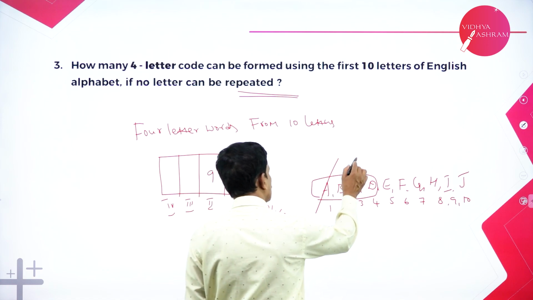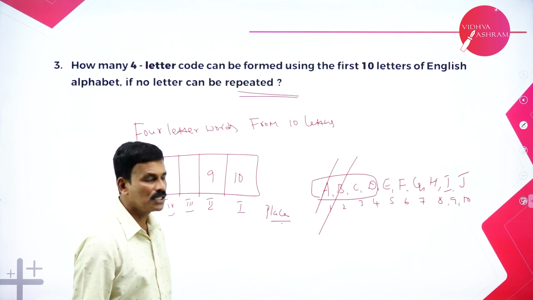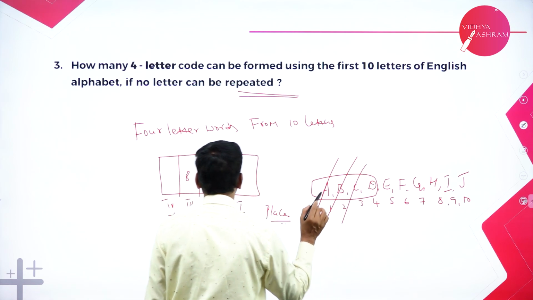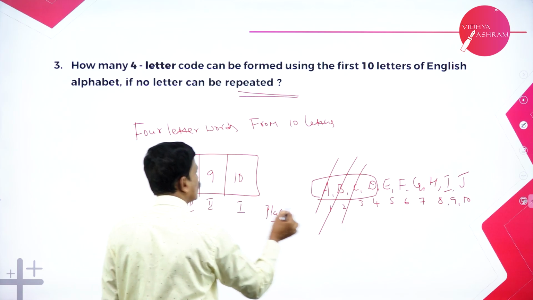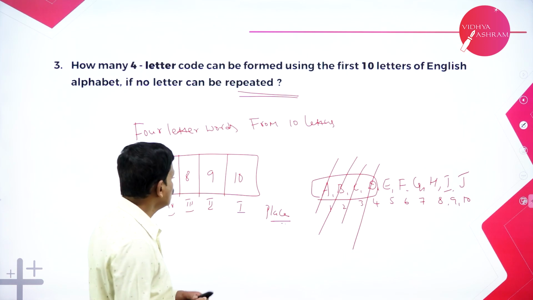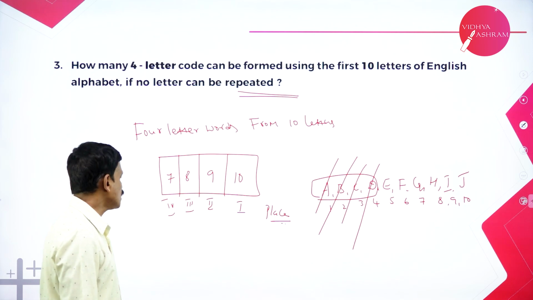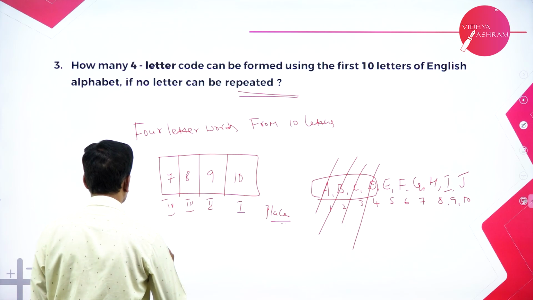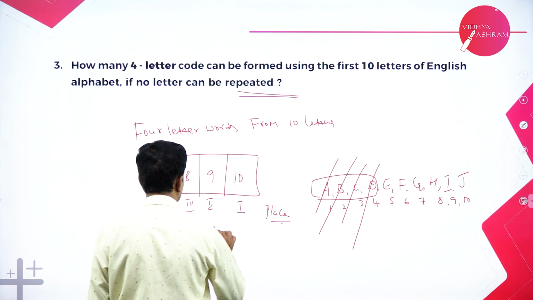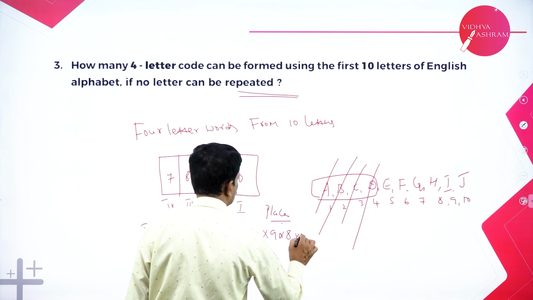Suppose you consider B in the second place, the alphabets remaining are C, D, E, F up to 8. So the third place can be filled in the remaining 8 ways. Then C is gone and the fourth place can be filled by the remaining 7 letters. So the first place can be filled by 10, the second by 9, the third by 8 and the fourth by 7 letters. Therefore the required number of ways is 10 into 9 into 8 into 7.